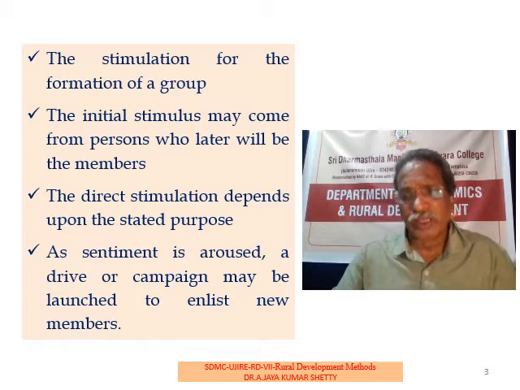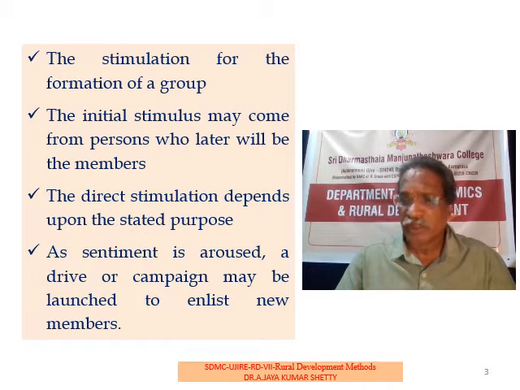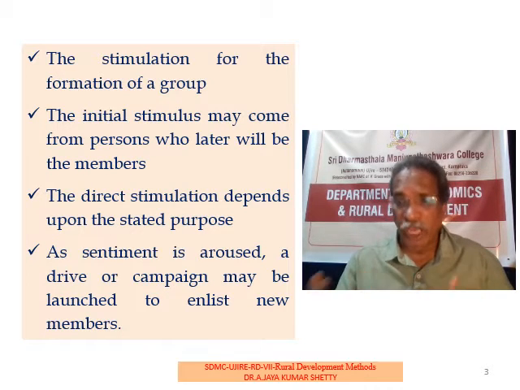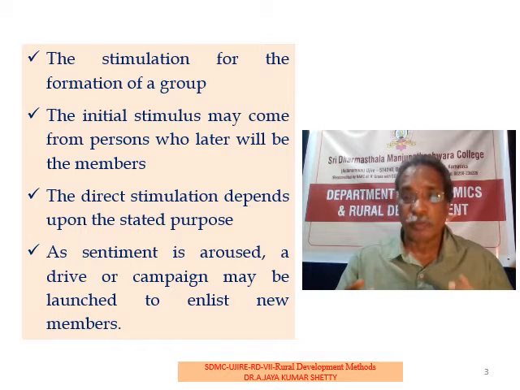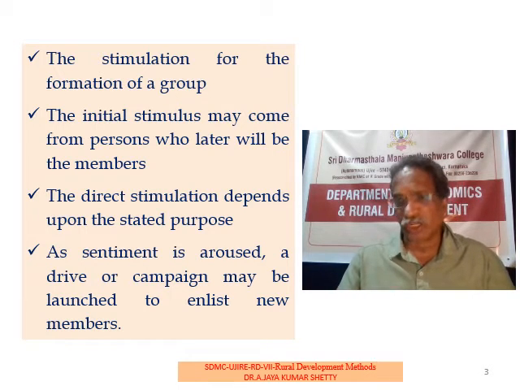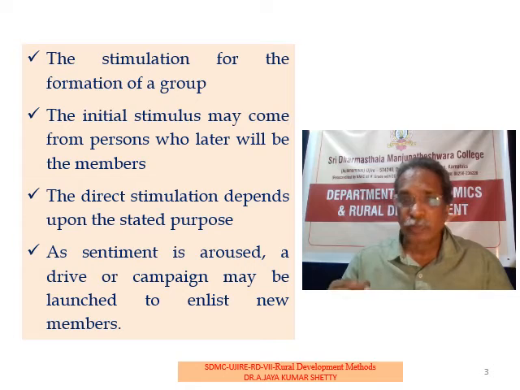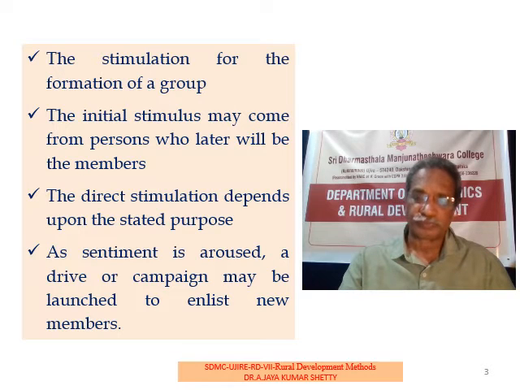For example, in the case of rural development activities, nowadays non-government organizations come forward and create awareness about the environment and encourage people to form groups to protect, conserve, and enrich the environment. So, the direct stimulation depends upon the stated purpose or purposes of the potential group. So, as a sentiment is aroused, people prefer to come together and form a group.